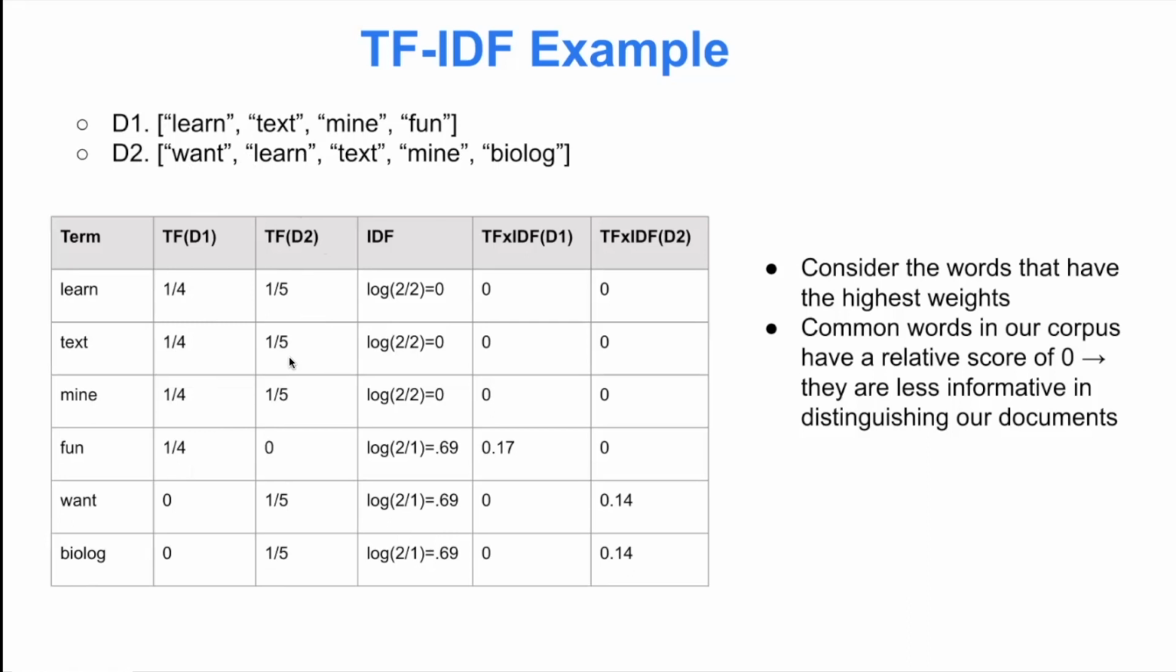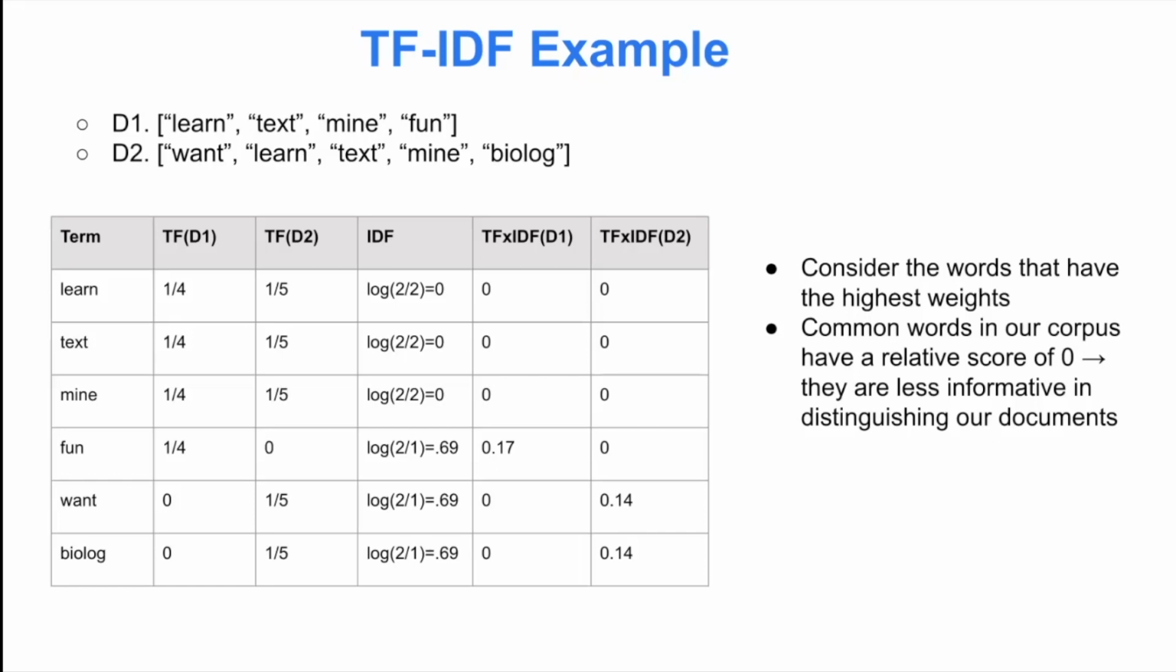And then for our IDFs, the words that appear in both of our documents appear in all documents in our corpus. Therefore, the IDF will weight them as completely unimportant. The IDF will be 0, which is log of 2 total documents over the 2 documents that the term appears in. And for the terms that appear in just one of the documents, they'll have an inverse document frequency of 0.69, so 2 total documents over the 1 document that they appear in.